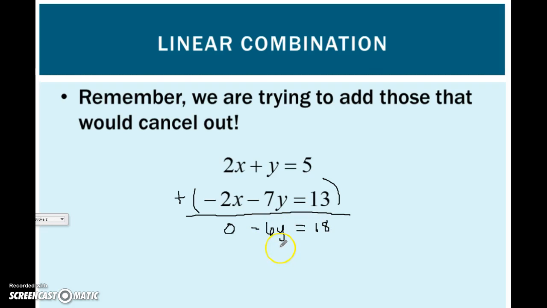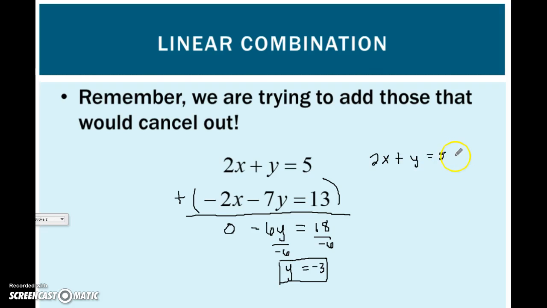I already have my y term by itself. There's just one step left for solving to find y. I can divide by a negative 6 on both sides, and I find y equals a negative 3. So my y coordinate is a negative 3. We still have to figure out what our x coordinate is going to be, so we take this y value of negative 3 and plug it back into our equation, 2x plus y equals 5.